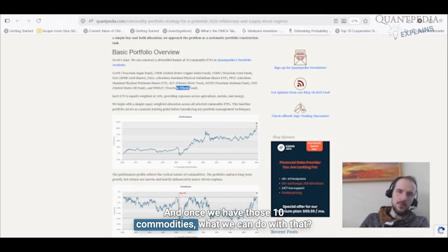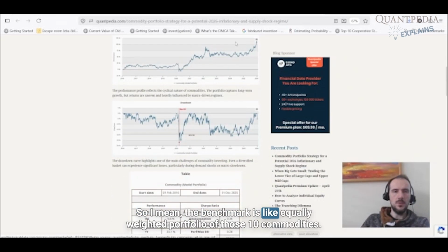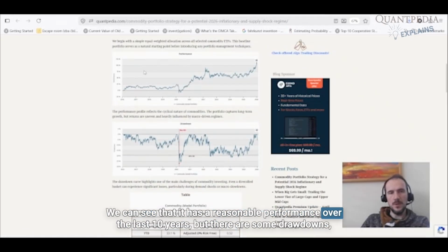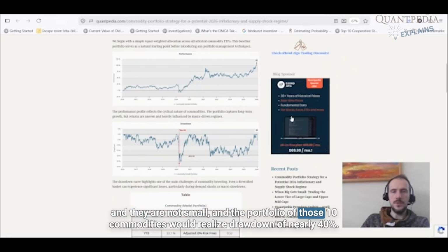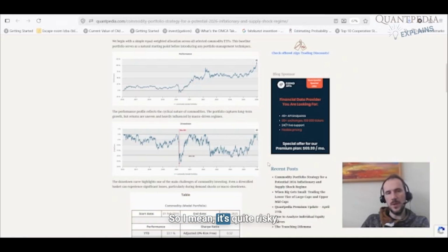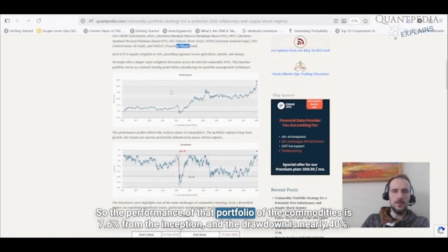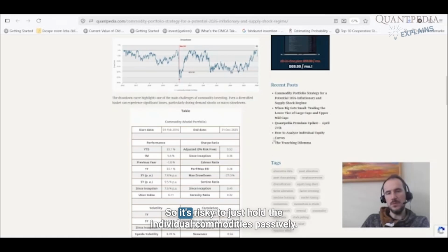And once we have those 10 commodities, what can we do with them? Firstly, we have a benchmark, which is an equally weighted portfolio of those 10 commodities. We can see that it has a reasonable performance over the last 10 years, but there are some drawdowns and they are not small. The portfolio would realize a drawdown of nearly 40%. So it's quite risky. We can try to improve this performance. The performance of that portfolio is 7.6% from the inception, and the drawdown is nearly 40%. So it's risky to just hold the individual commodities passively.